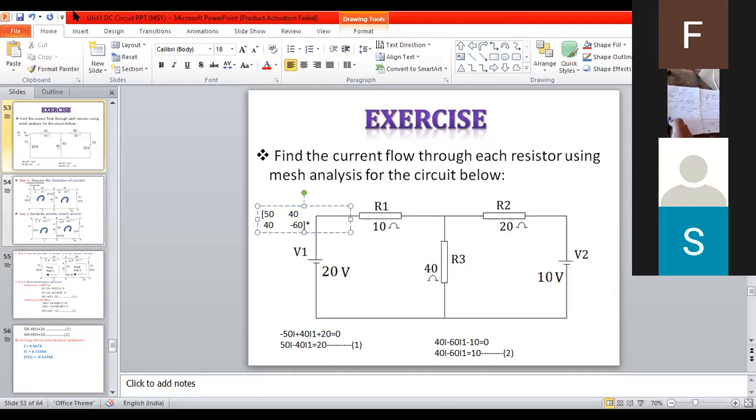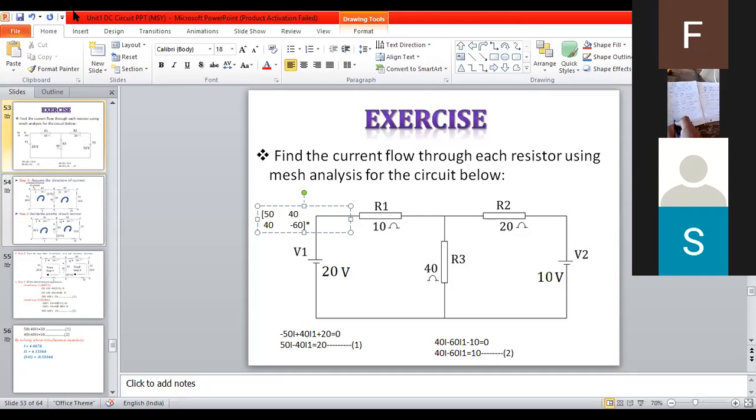Next, similarly, delta 2. Column 2 is replaced by equating values. I will keep 50 and 40 as it is. And minus 40, minus 60 is replaced by 20 and 10. 50 into 10, 500. 500 minus 40 into 20, 800. Equal to minus 300. Okay, now we will come to the point now.